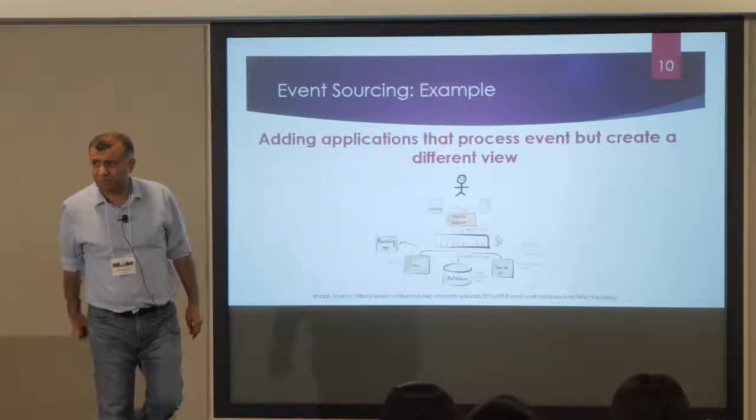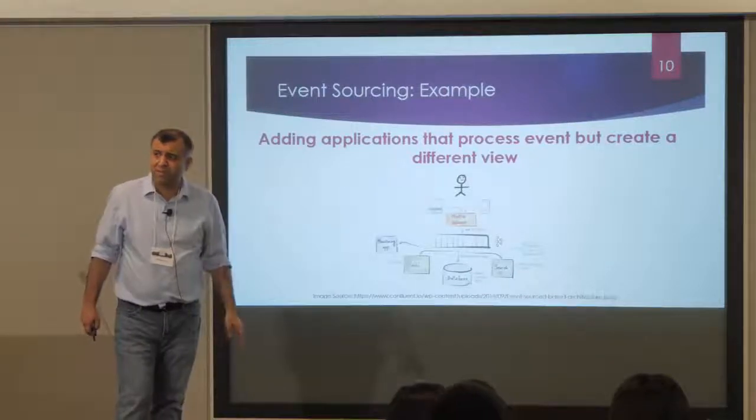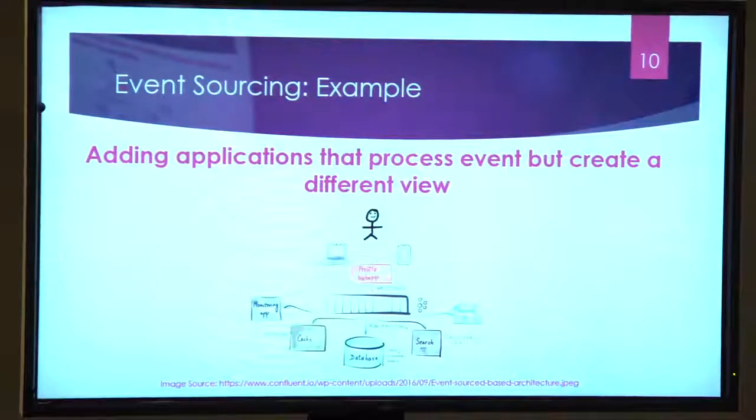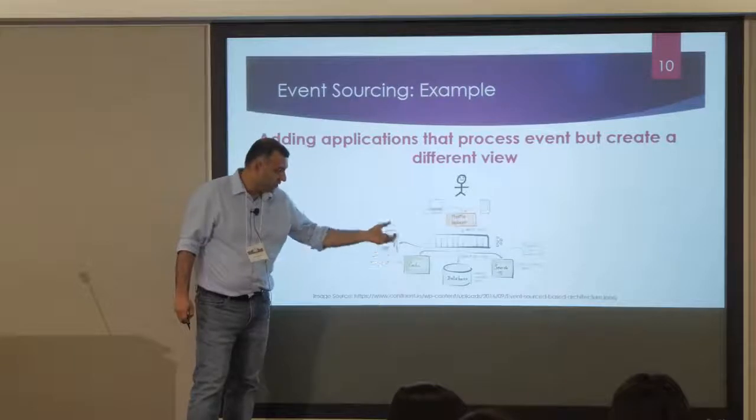I'll skip this one. Okay. So here's another example of event sourcing. So what you see here is, let's say this is like a social network, right? Simplified form of social network. And you have events that go into your message bus, in this case Kafka, and you have different kinds of applications like monitoring and cache that are reading these events.